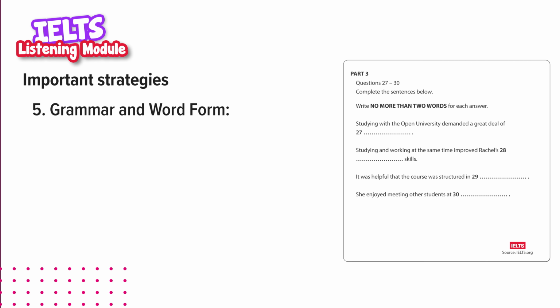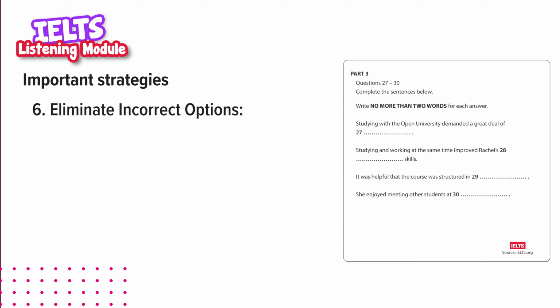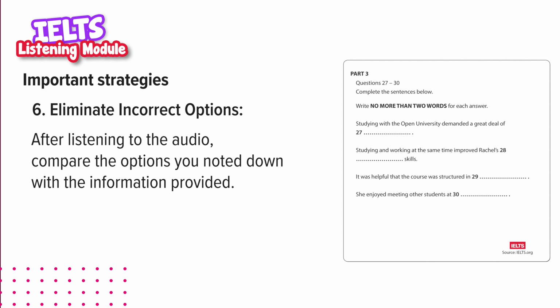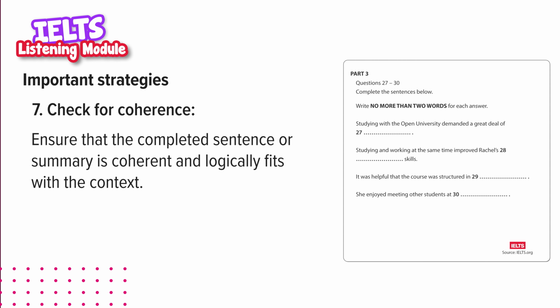Grammar and word form. Consider the grammar and word form required to complete the sentence correctly. Pay attention to subject-verb agreement, verb tenses, or any other grammatical cues provided in the audio. Eliminate incorrect options. After listening to the audio, compare the options you noted down with the information provided. Eliminate any options that do not fit the context or do not make grammatical sense. Check for coherence. Ensure that the completed sentence or summary is coherent and logically fits with the context. Double-check the grammar, word order, and any word limits specified.